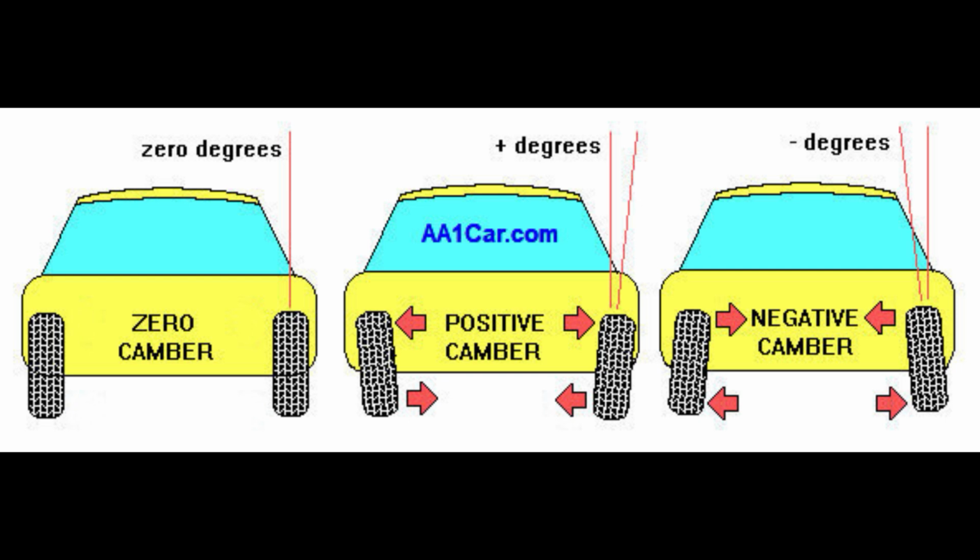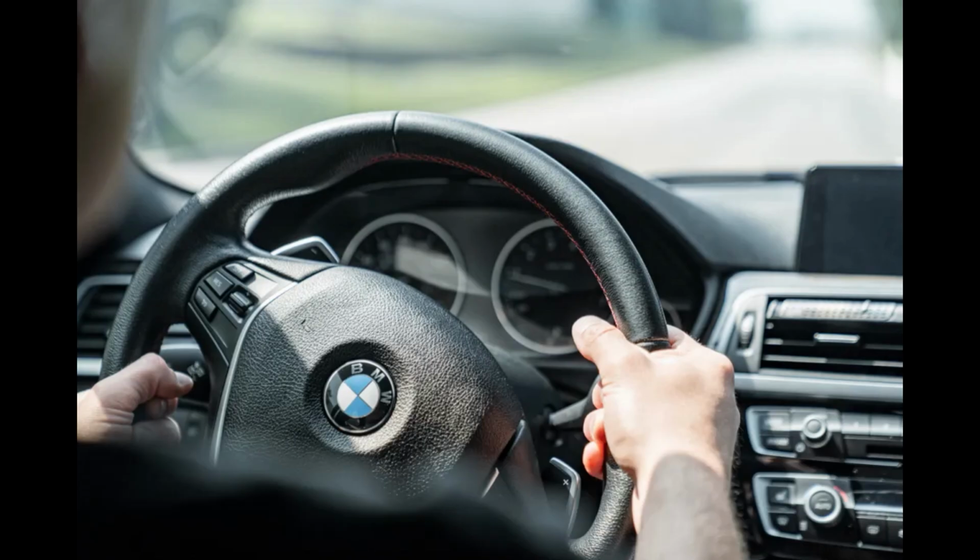To know if you need an alignment, watch out for two main signs. The first is your vehicle pulls to one side when driving straight. The second one is your steering wheel is not centered evenly when the wheels are positioned to go straight. An alignment needs to be done every 6,000 to 10,000 miles, or if you notice any of these signs.